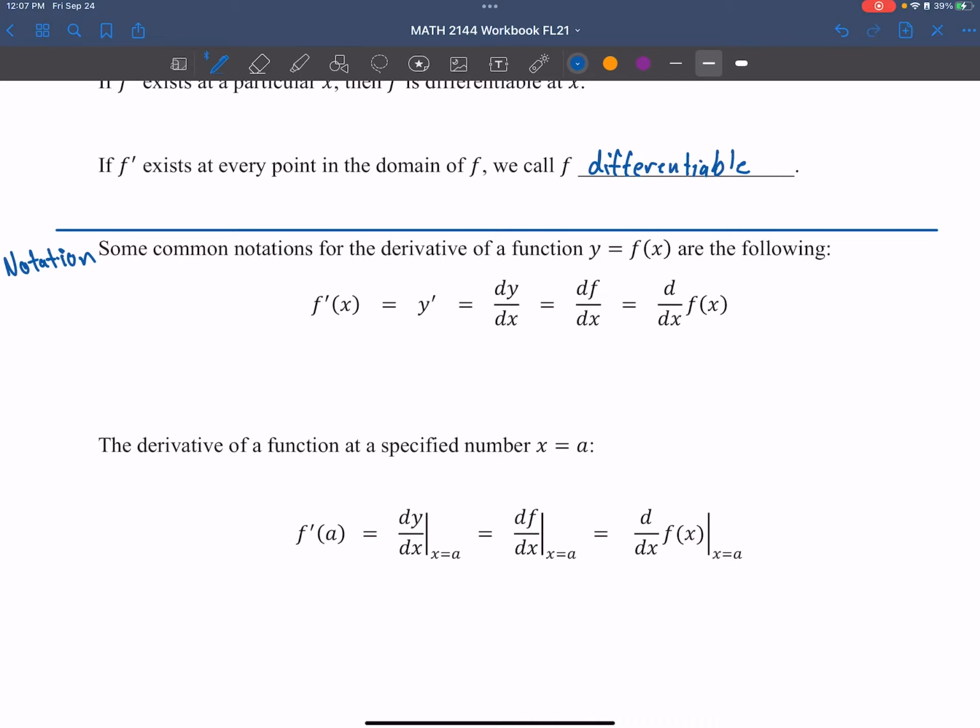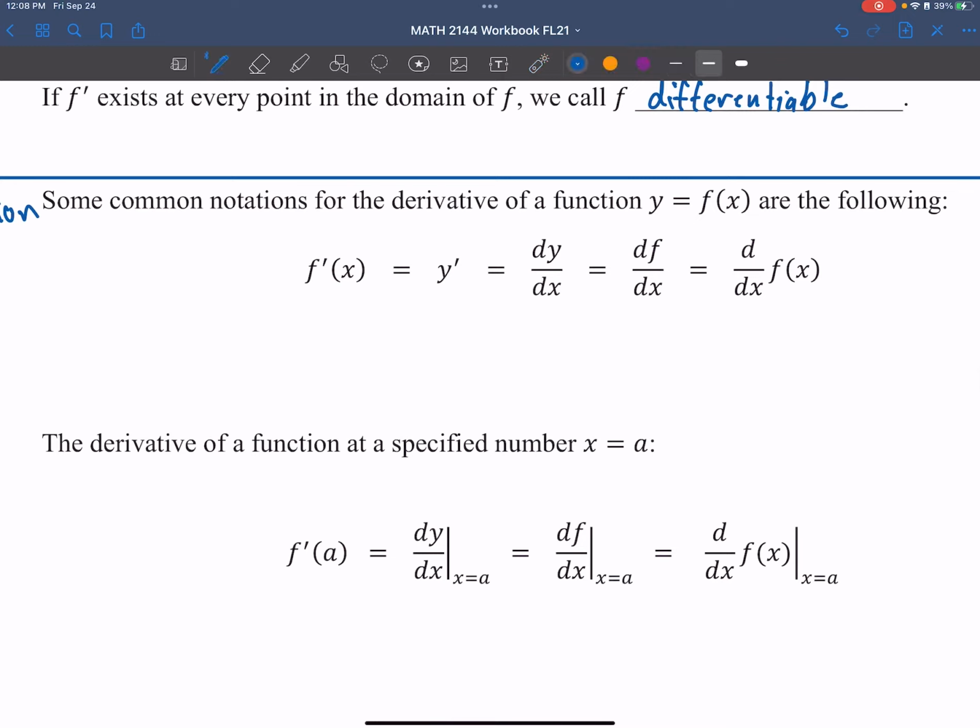So some common notations for the derivative of a function y are as follows. You can see right here, we have f prime of x, or y prime. This is the prime notation.